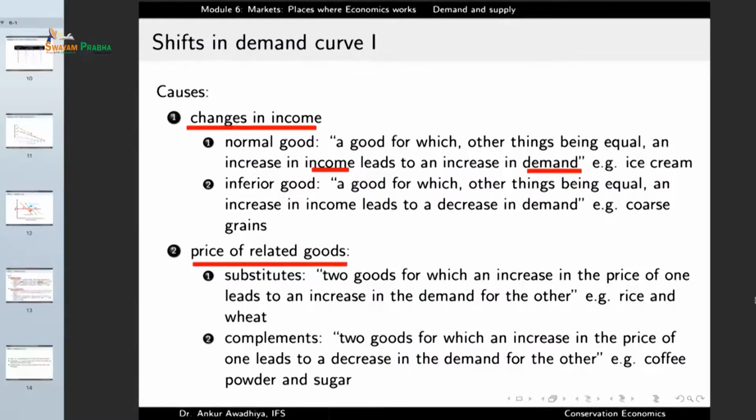That is, there is no change in the price of wheat, but because the price of rice is changing, that will lead to a shift in the demand curve.